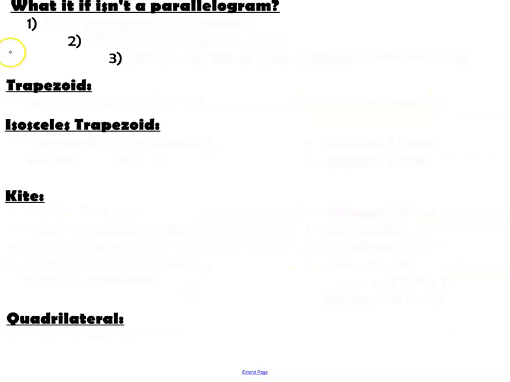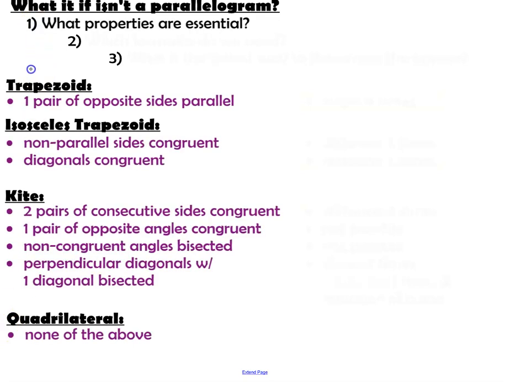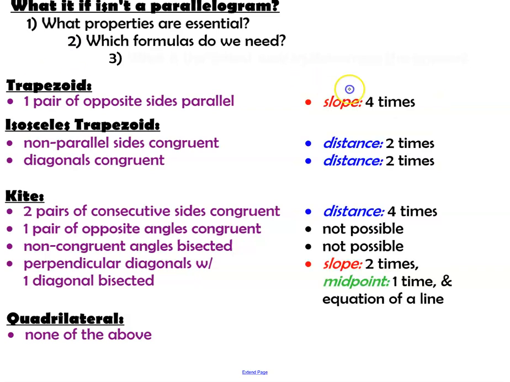So what happens if you took that first step for the parallelogram test, found the slope of all 4 sides, and it's not a parallelogram? What happens next? First, let's talk about our options. We have a trapezoid, isosceles trapezoid, a kite, or just a generic quadrilateral. Here are all the special properties that we need to distinguish what is what. Next, we can look at the formulas.